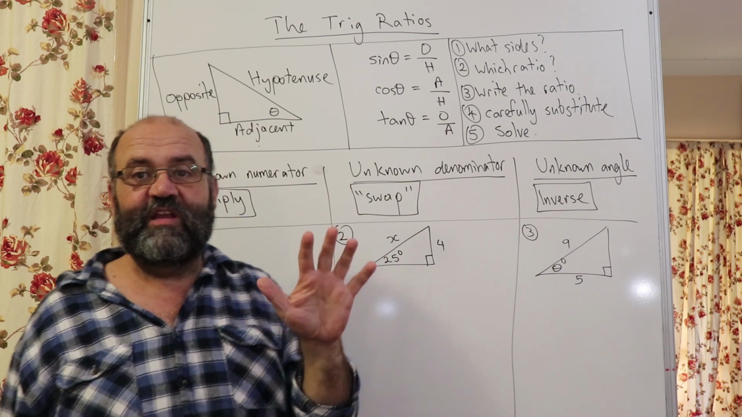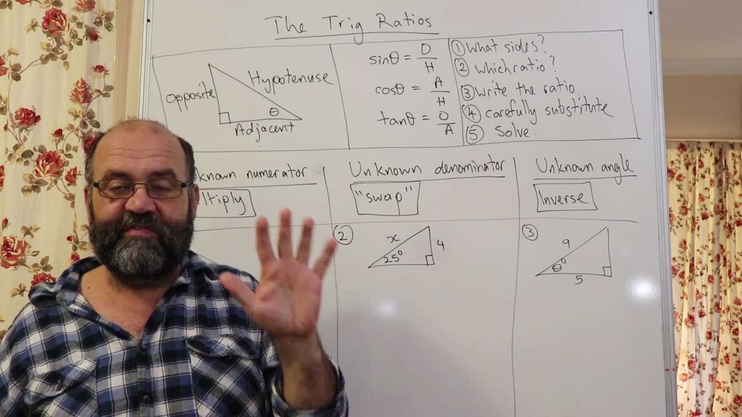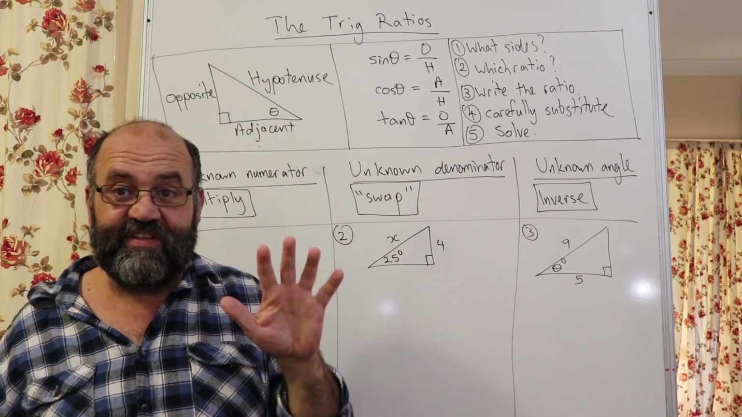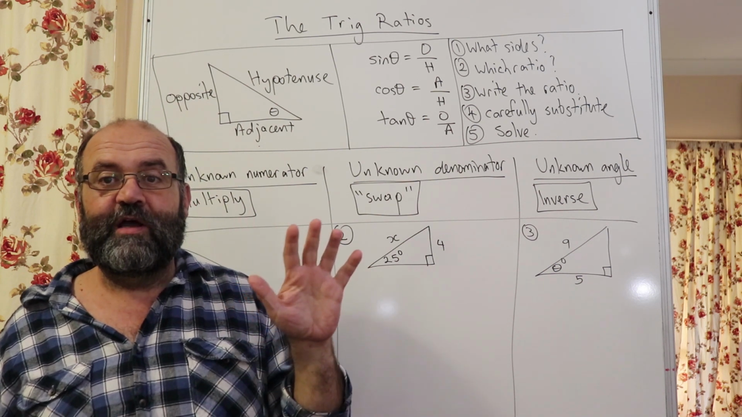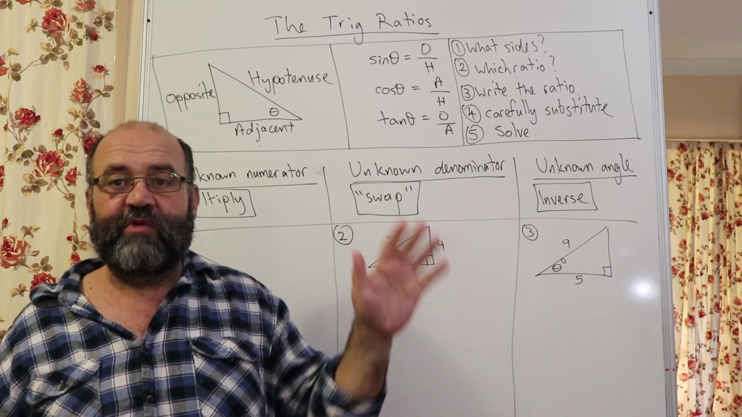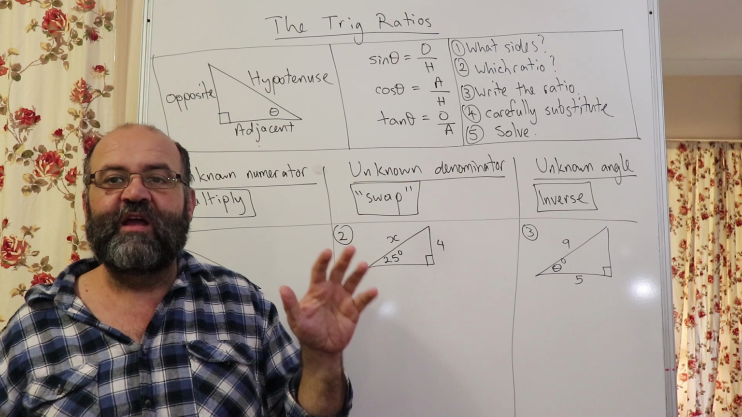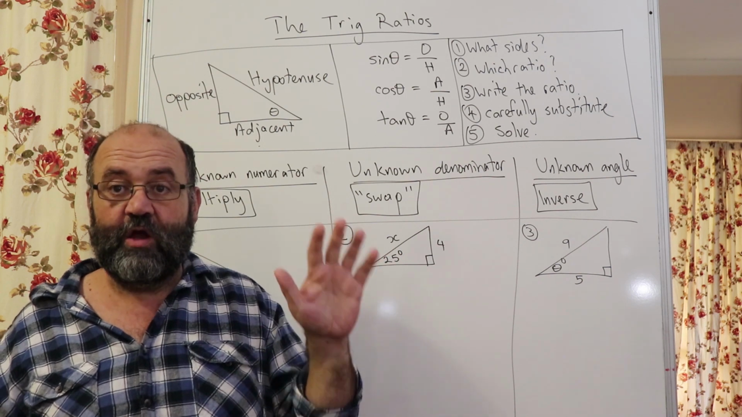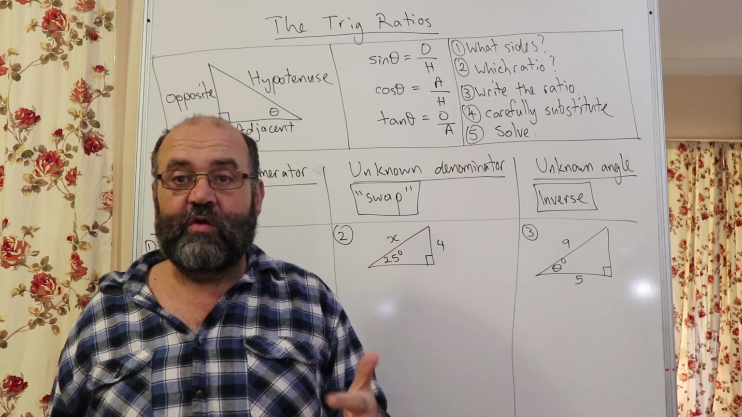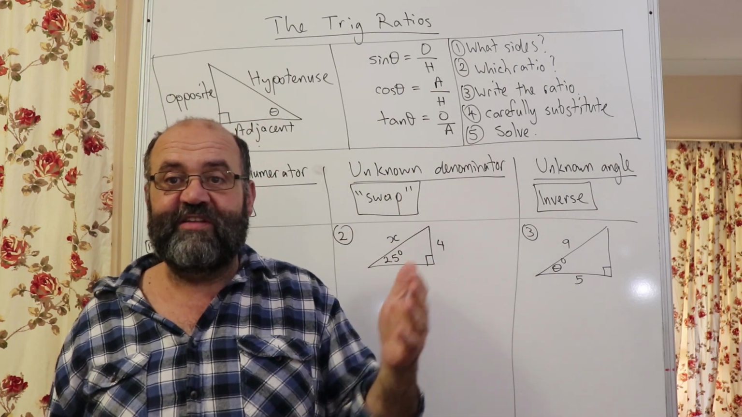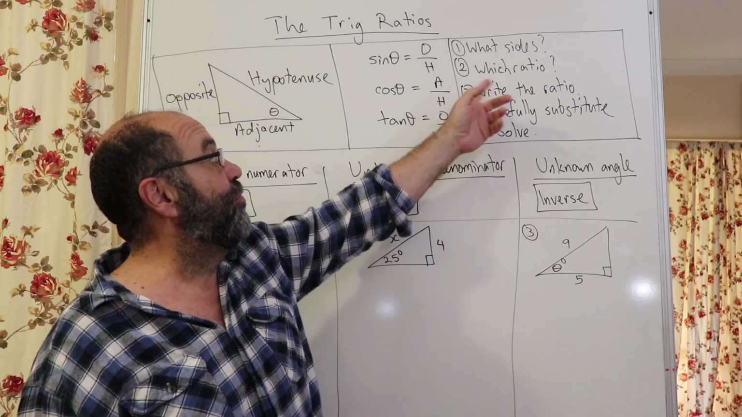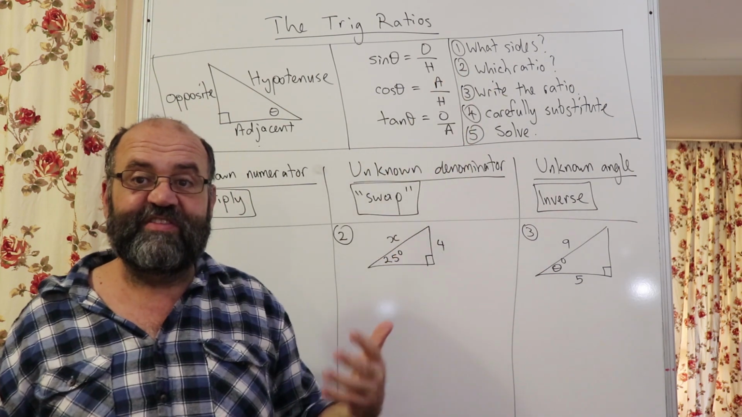When I teach this to year 9 kids, I outline these 5 steps. And I insist that whenever they're doing right angle trigonometric ratio questions, so sine, cos, or tan questions with right angle triangles, they go through these 5 steps. Step 1 is look at the triangle and ask yourself what sides are involved in this triangle. Then ask yourself which ratio uses those sides.